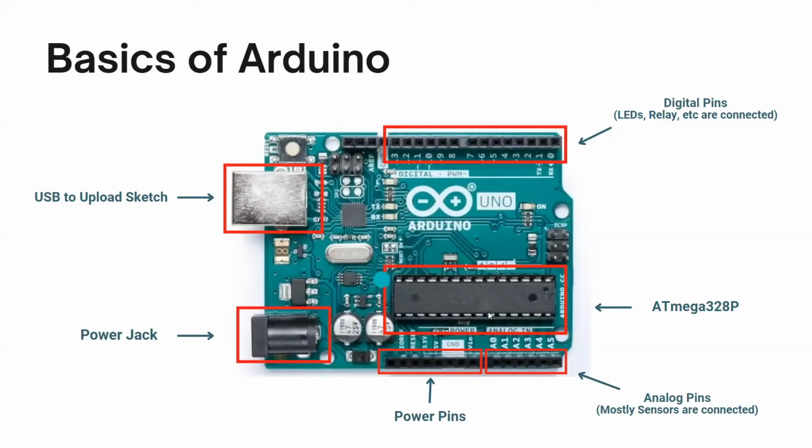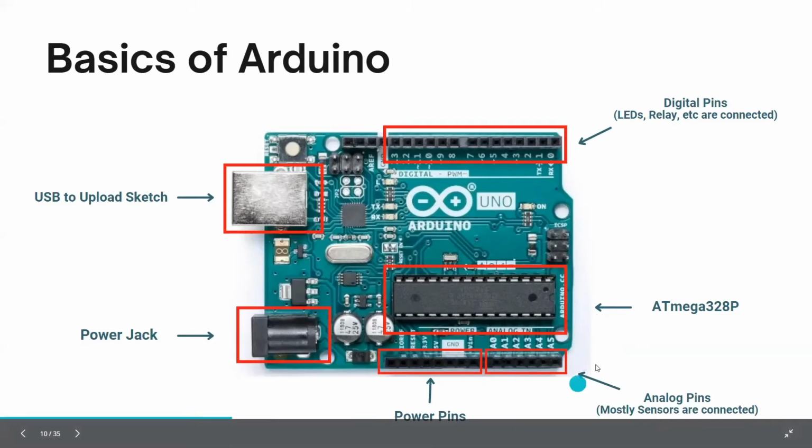This IC is the ATmega328P. The whole Arduino Uno is controlled using this IC. This is the brain of the board, the ATmega328P. All the procedures that need to be done are handled by this IC itself.